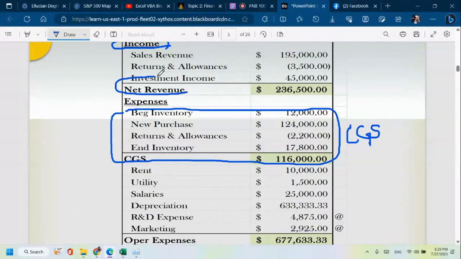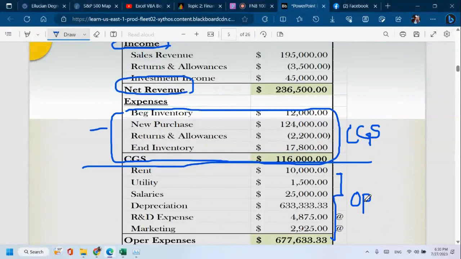And from this, you subtract this. So that's before subtracting operating expenses. These are operating expenses, right? So if you subtract only this, then that's called gross profit. Subtracting only CGS, that's called gross profit, or gross margin.